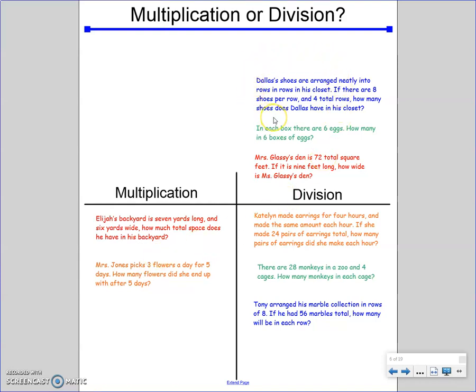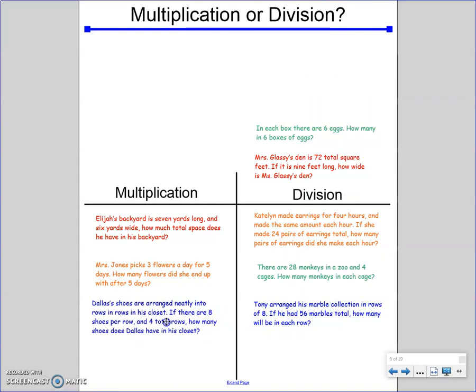Go ahead and look at this next question. Dallas's shoes are arranged neatly into rows in his closet. If there are 8 shoes per row and 4 rows total, how many shoes does Dallas have in his closet? Is this a multiplication or a division problem? I respectfully agree. Since we do not know how many total shoes he has, that's what we're trying to find, we would multiply to solve this problem. This is a multiplication array story problem.